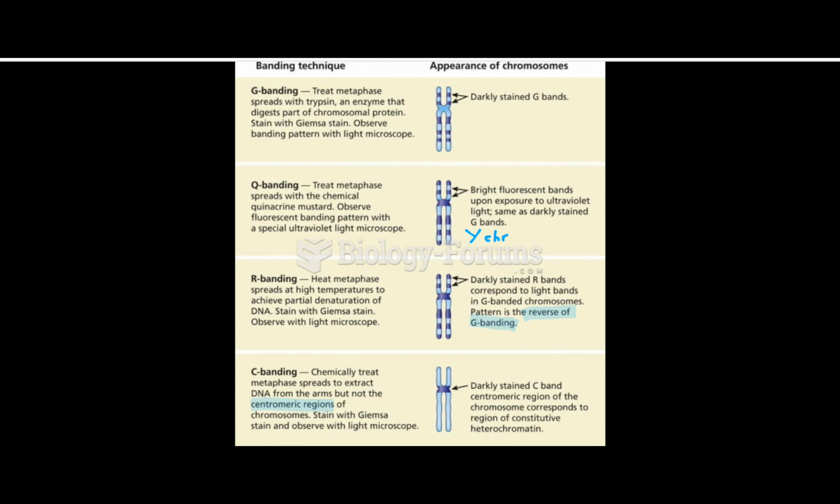Then is C banding. C banding is used for staining of the centromeric region. So the basic thing we need to remember is G banding, then the reverse of it is R banding. If it is fluorescent, then it is Q banding, and Q is for Y chromosome. Then C banding is for the centromeric region.